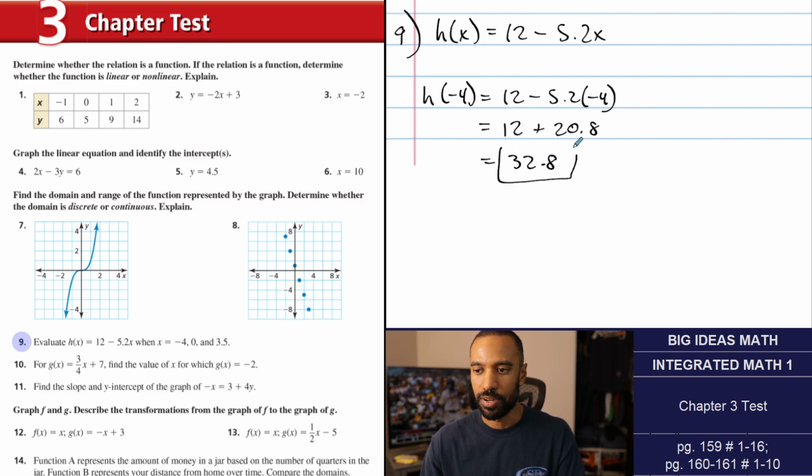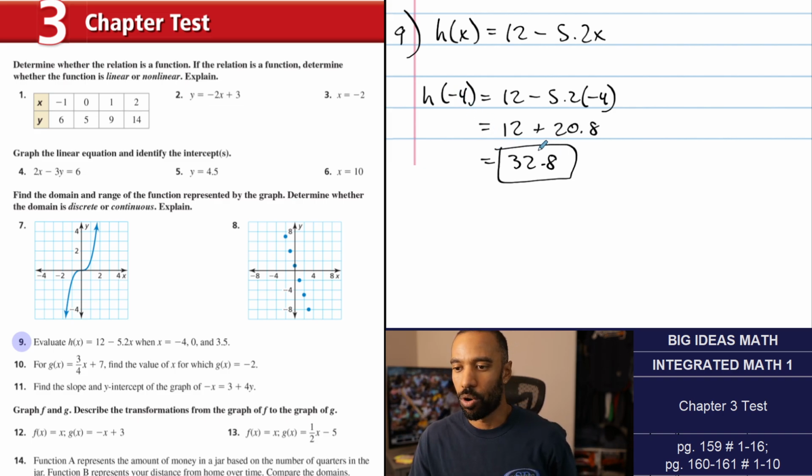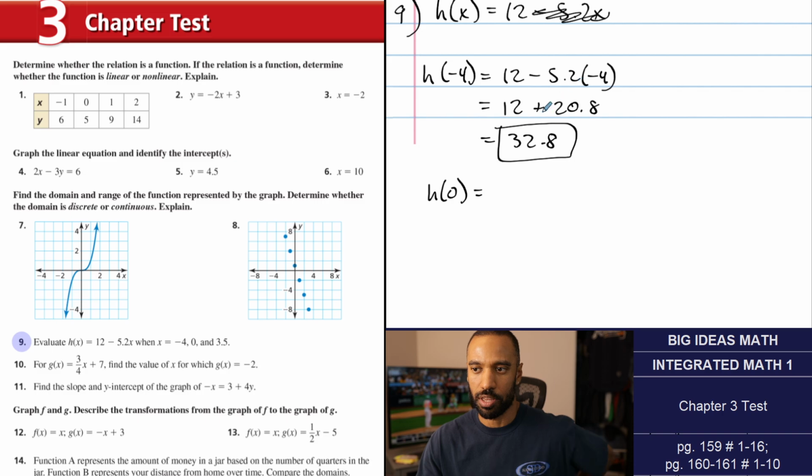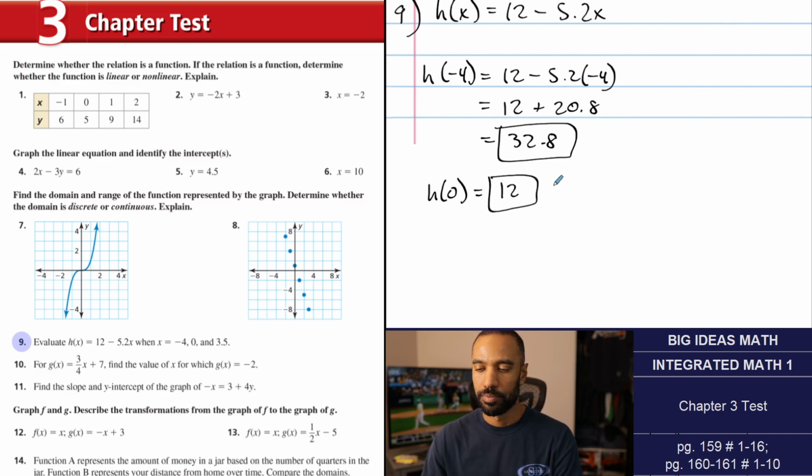So here's h of -4. When x is -4, y is 32.8. Weird number. Hopefully I calculated that right. h of 0 should be an easy calculation. This term actually goes away, and you're just left with 12, right? 5.2 times 0 is 0. So 12. And then h of 3.5, we have to do 12 minus 5.2 times 3.5.